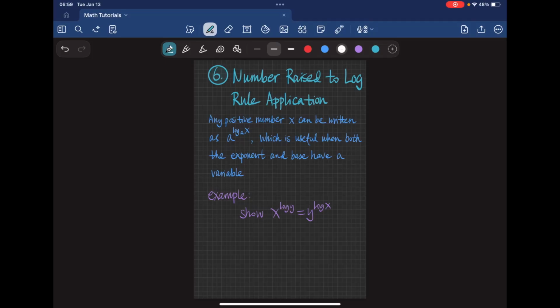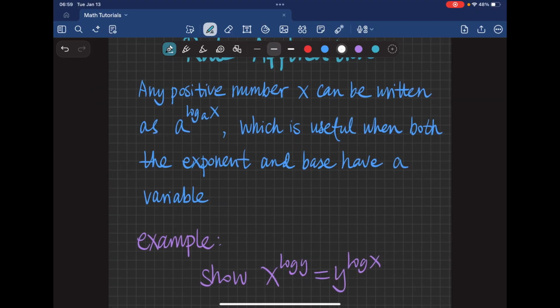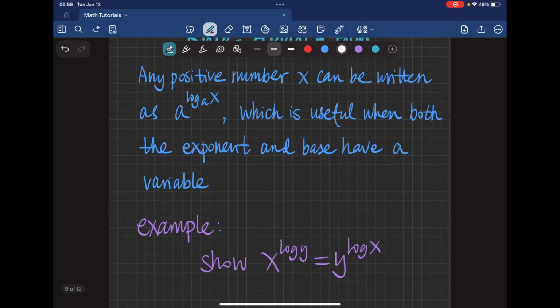The last trick is to remember and know when you can use the number raised to log rule. It's quite useful, but sometimes we might forget about it because it might not be very obvious. So any positive number x can be written in this form, which is a to the power of log x base a.